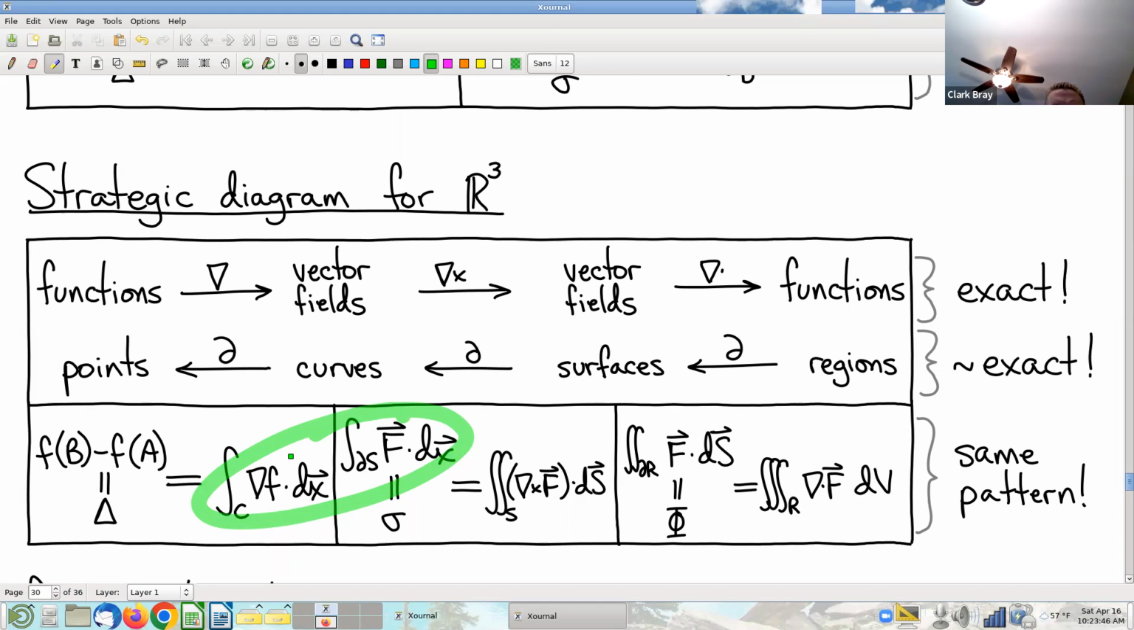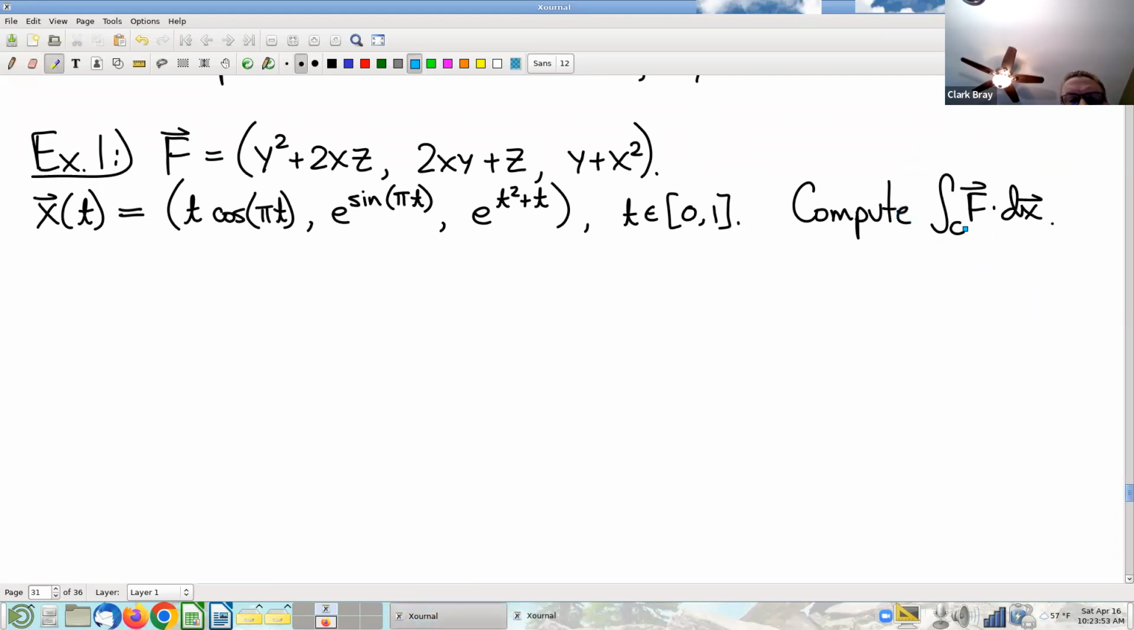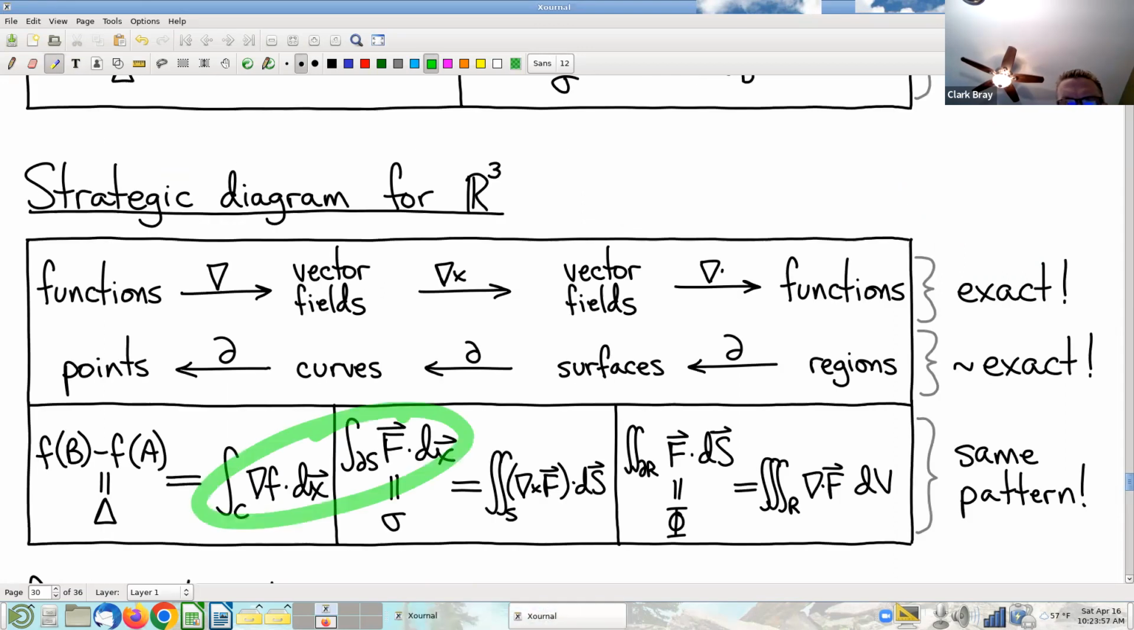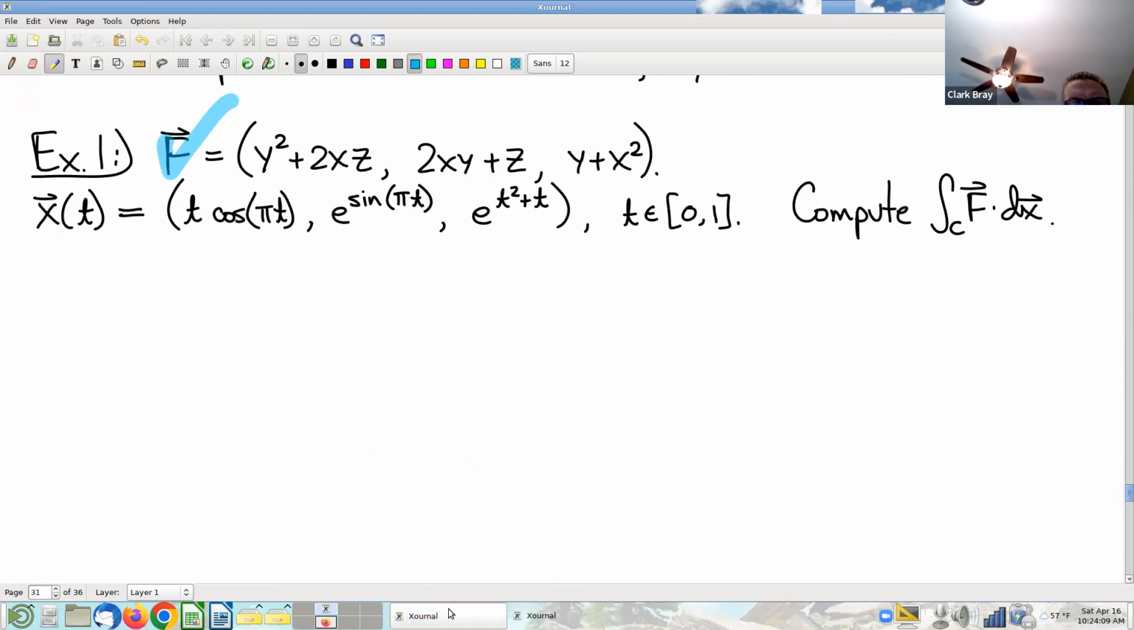Okay, and let's see, going back to the question. So yes, we have a vector field given. Let's see what the diagram tells me to do with that vector field. The vector field that I have, the diagram tells me, yeah, that vector field, you should compute the curl of it. Okay. So I'm going to come back over here. I'm going to compute the curl of this vector field.